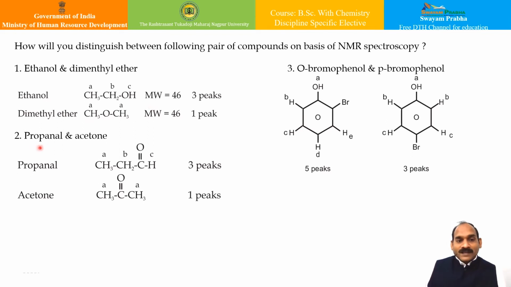So from this peak as well, you can predict, if the molecular weight is the same, what kind of compound it is. Similarly, for propanol and acetone, there are 3 peaks based on the A, B, and C kinds of environment, whereas there will be a single environment in acetone, and therefore you will get only 1 peak in case of acetone. Likewise, you can predict regarding orthobromophenol and parabromophenol. If you see the number of different environments, like A kind, B kind, C kind, D kind, E kind, there will be 5 peaks for orthobromophenol, whereas there will be only 3 peaks for parabromophenol. Depending on their positions, the environment will change.